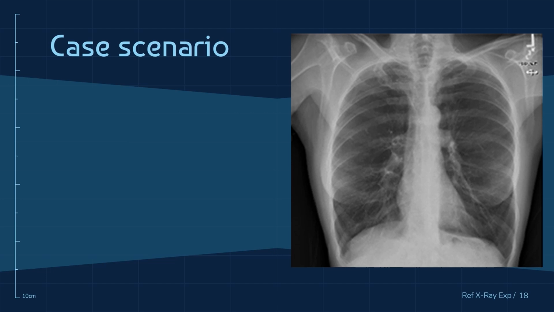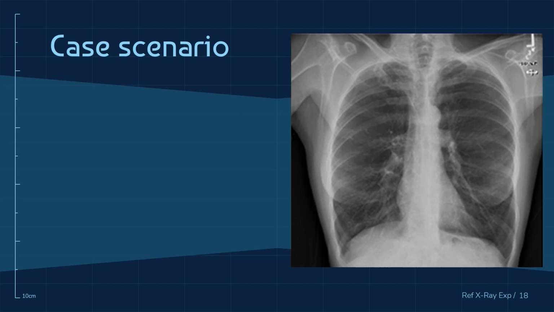For the projection, it should also be mentioned here. I believe it's a posterior-anterior projection. And the exposure or the penetration, we can see that there is adequate penetration of the X-ray film, as we can barely see the vertebral body shadows.